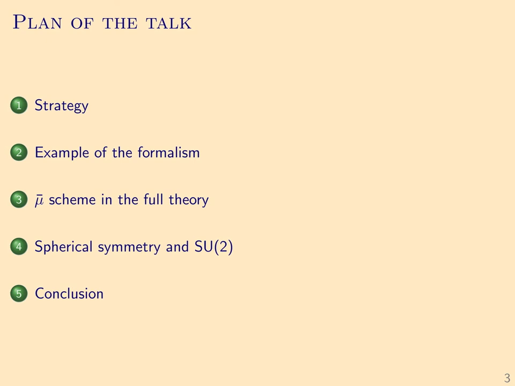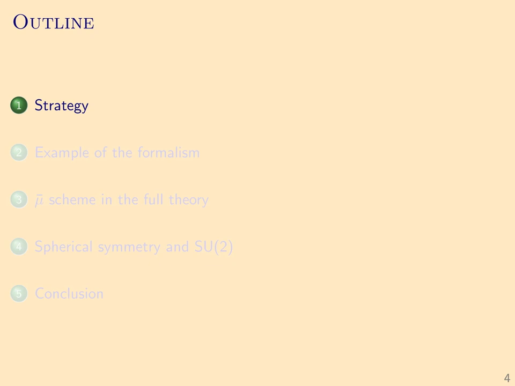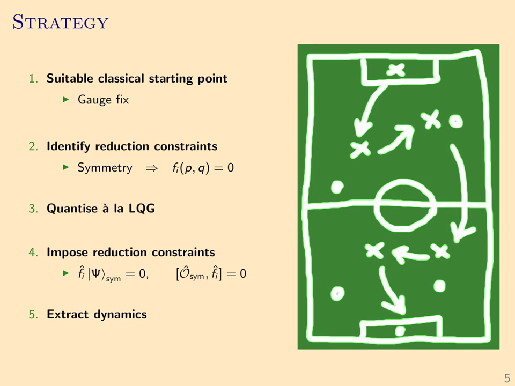Okay, so let us start then with the strategy, which is on slide number 5. So the strategy for this research program is the following. You first of all start classically and you try to find a very suitable classical starting point. This will first be that you gauge fix the spatial diffeomorphism constraint. So by this gauge fixing, or by doing different gauge fixings, you kind of push the theory into some form where you might handle certain problems easier, and this will in particular be the case here.